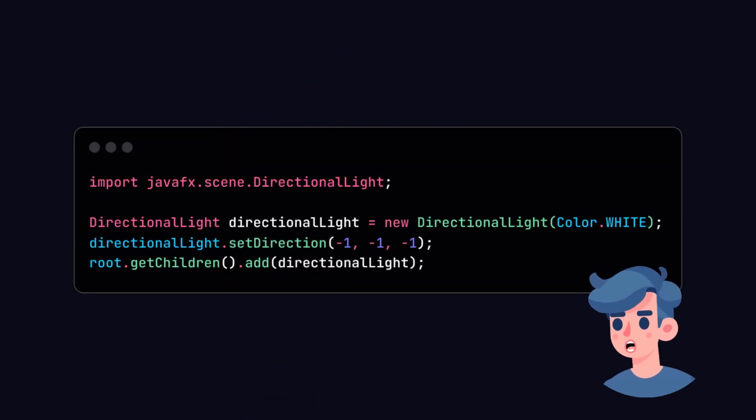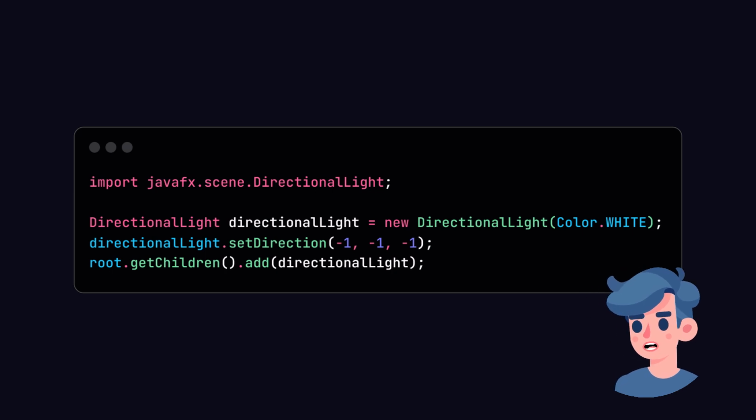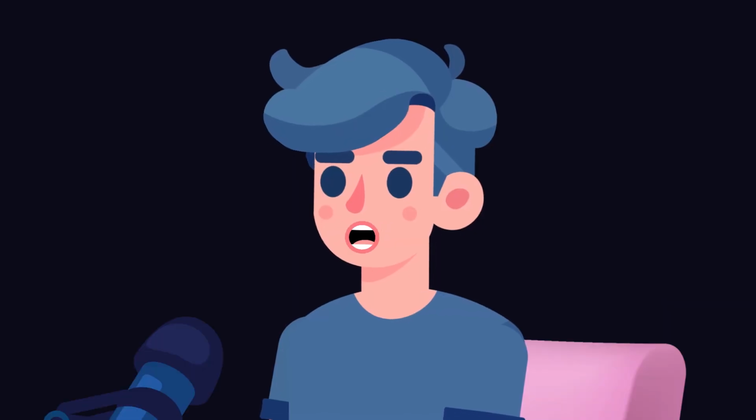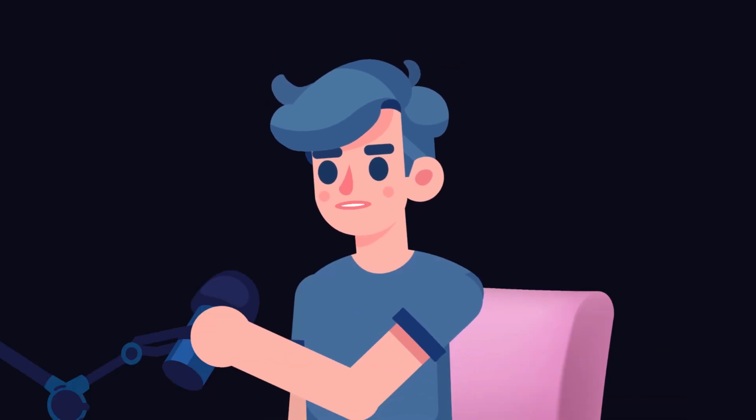Next, let's implement directional light. Directional light mimics sunlight by emitting light in a specific direction, which can create dramatic shadows in our 3D scene. Now we have a directional light that casts shadows based on the direction we've set. You can experiment with this direction for different shadow effects.